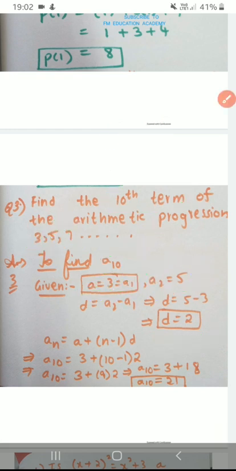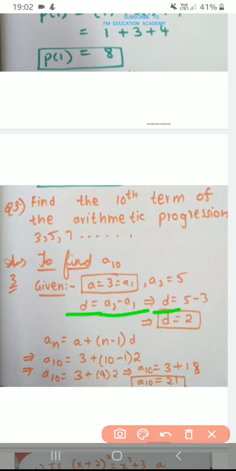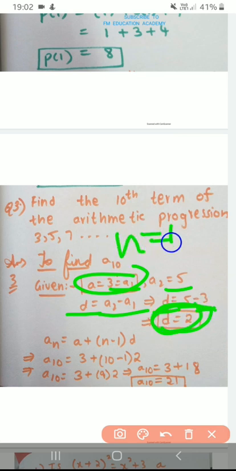Okay. So what is the formula to find out common difference? D is equals to A2 minus A1. D is equals to, in place of A2 substitute 5, minus in place of A1 substitute 3. 5 minus 3 is 2. So we have A value, we have D value, and also we have N value, that is 10. I forgot to write here, you people write.